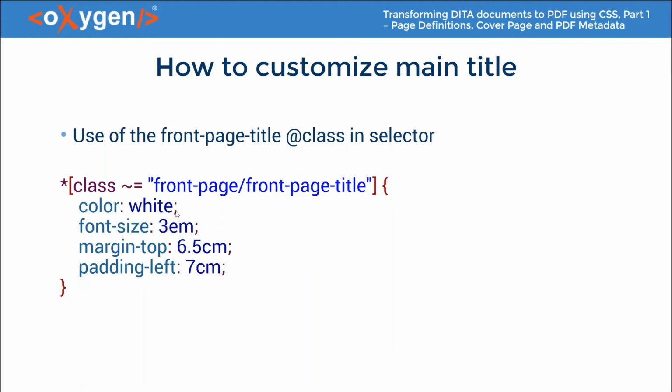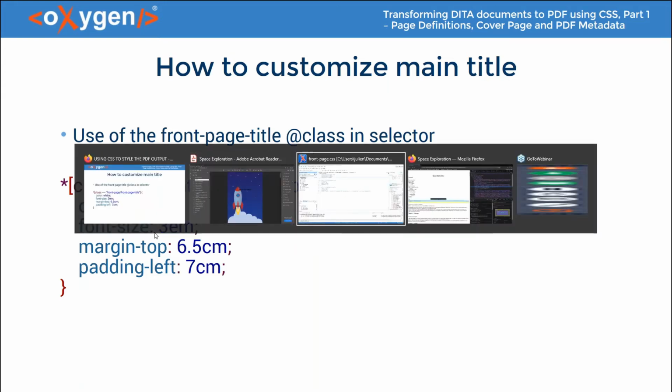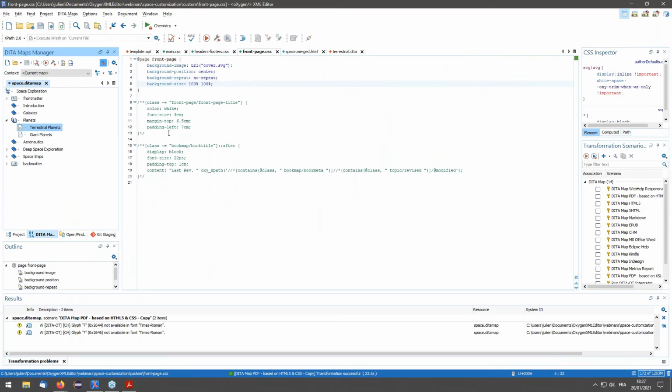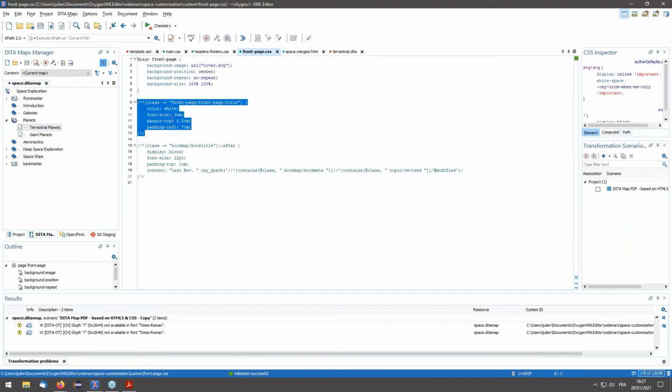I will make it white. I will make it bigger than the default font size, and I will position it using margin and padding, so it is a little more on the right and a little more down on my cover. So let's go back to my Oxygen application. I will simply use the rule.